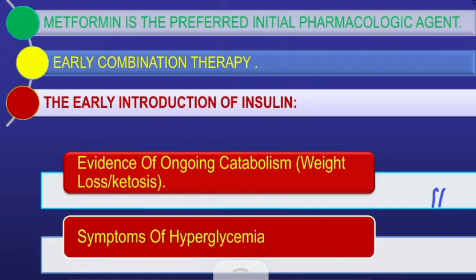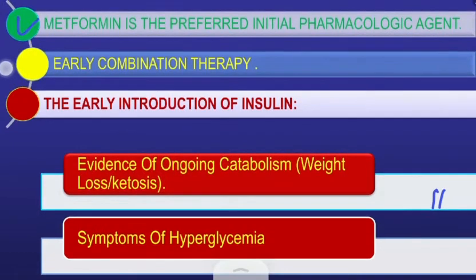In summary, patients who present to you with type 2 diabetes: metformin is the preferred initial pharmacological agent. We start with metformin unless it is contraindicated or not tolerated. And when you start metformin, keep on metformin and add other medicine to it, as long as it is tolerated and not contraindicated. You can add other oral hypoglycemic agents, and you can add insulin in addition to metformin.